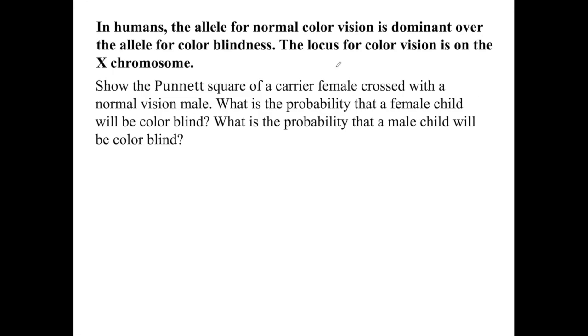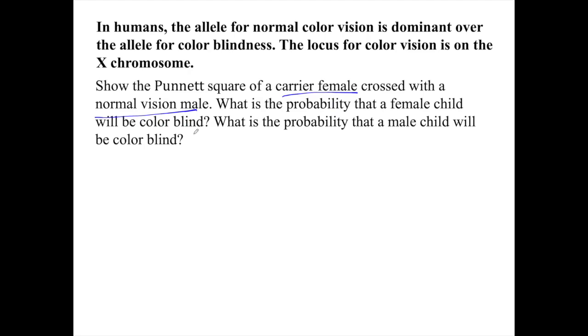Okay. So in humans, the allele for normal color vision is dominant over the allele for color blindness, and this gene is on the X chromosome. So that tells us about the gene and what chromosome it's on. Then it says that you have a carrier female crossed with a normal vision male, and then asks what's the probability the female child will be colorblind, and what's the probability the male child will be colorblind.